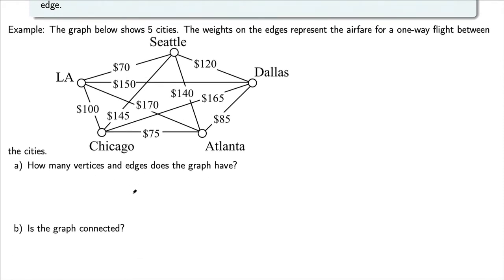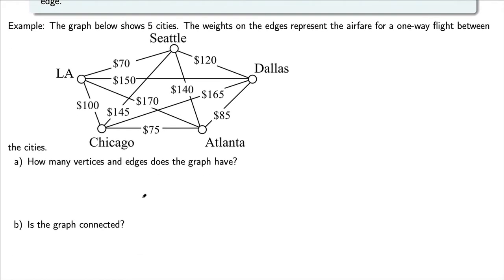So, how many vertices and edges does the graph have? Well, looking at this, we've got 5 different cities, and those are the vertices. So 5 vertices. For edges, we need to count all the different connections. Well, we can go through and count. From Chicago, I've got 1, 2, 3, 4, right? And then from Atlanta, I've also got 4, Dallas. So each of these has 4 connections, which would be a total of 20, except we'd be double counting each of those. So if you go through and count these, you actually find that there are 10 edges depicted here.